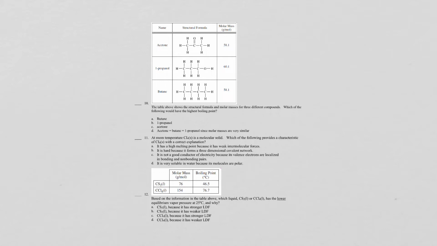So if we notice that CCl4, carbon tetrachloride, has a much higher boiling point, which indicates it has stronger intermolecular forces. So for 12, we would want to pick C, because they're both going to be nonpolar molecules, but the carbon tetrachloride is going to have more electrons, a more polarizable cloud, and therefore stronger London dispersion forces.